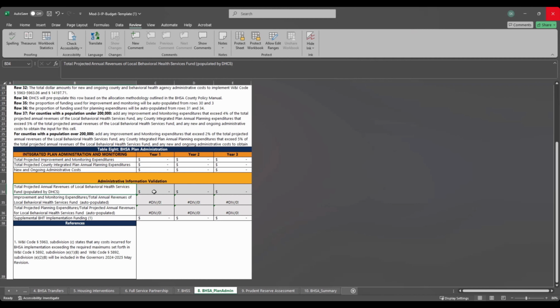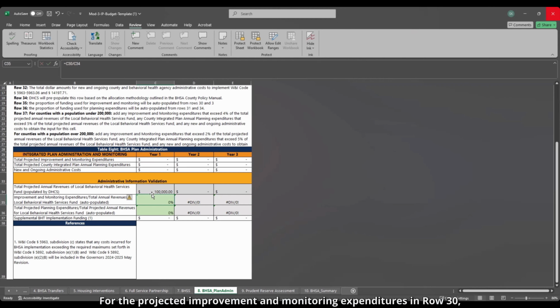checks will operate. Let's say that we are a large county with a population over 200,000, and in year 1, we received a Behavioral Health Service Fund allocation amount of $100,000. For the projected improvement and monitoring expenditures in Row 30, we will report $2,000. And for the annual planning expenditures in Row 31, we will report $6,000. Now see the validation results in rows 35 and 36.